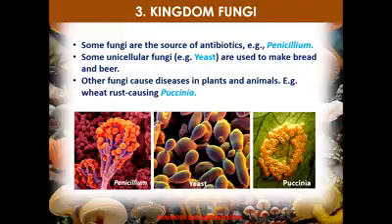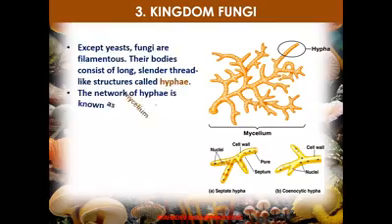Other fungi cause diseases at the same time. They also cause diseases in plants and animals. Wheat rust is caused by Puccinia. In the earlier picture, you have seen how patches are formed on the leaves. Here you can see in the diagram, patches like this are formed, which cause diseases in plants. Penicillium and yeast are examples of the group called fungi.